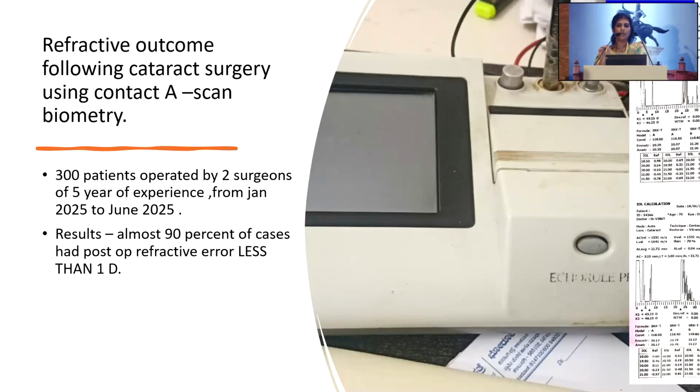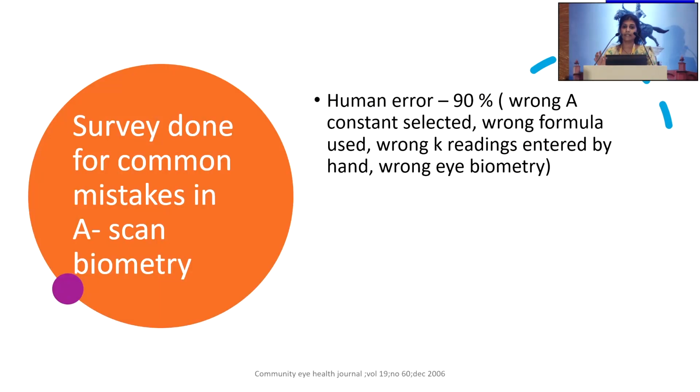We have our own in-house study, yet to be published, of 300 patients operated by 2 surgeons with 5 years of experience over 6 months, and in almost 90% of the cases we had a post-operative refractive error of spherical equivalent less than 1 diopter. If the surgeon is not doing the scan himself, you can ask for a scan printout which shows all the parameters like the SD and all the correct amplitude scans, so that there will be no chance of error or any compression.